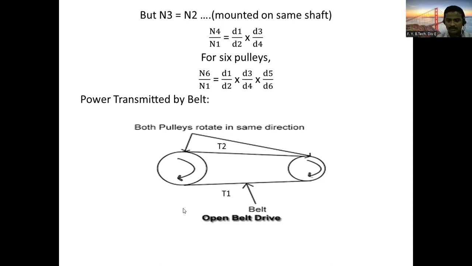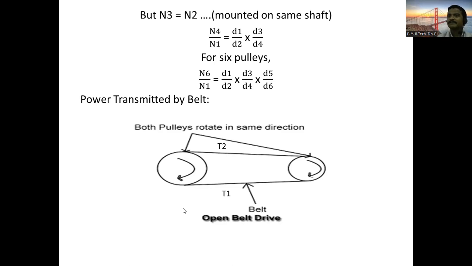If you see the arrangement here, it is an open belt drive where two pulleys are there. Both pulleys are rotating in the same direction, and this lower portion where tension is higher we can call the tight side. The upper side is the slack side where the tension is lesser, we are calling it T2. Based on this we have to calculate the power.